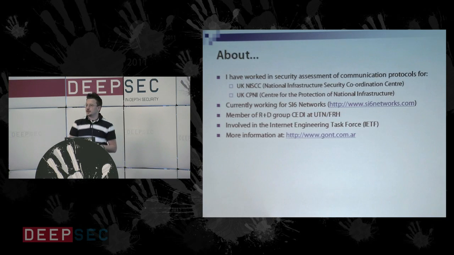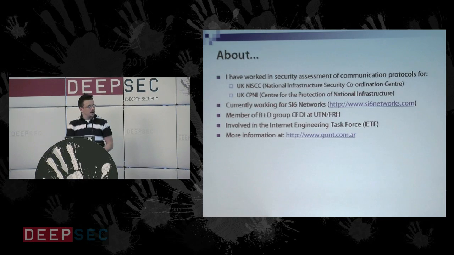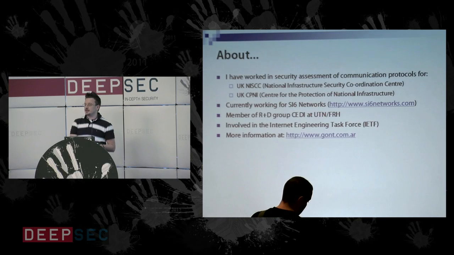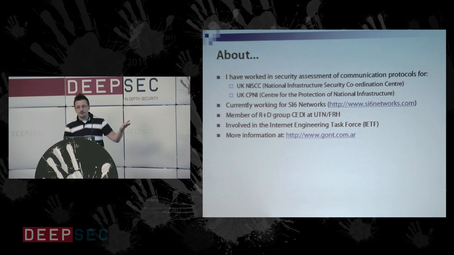This is a brief introduction of the work that I have been doing during the last few years. Basically, it has been about working on security assessment of communication protocols for the UK. For the most part, analyzing protocol specifications, analyzing implementations of those protocols, finding ways to actually attack those implementations, then produce fixes, and to the extent that was possible, in some cases even producing patches to fix those problems. So you have a few URLs there where you can find publications that I have done during the last few years and so on.